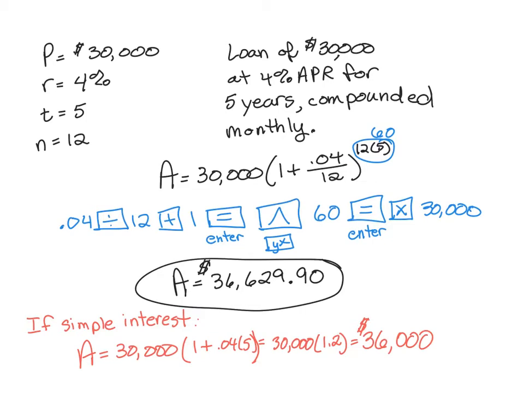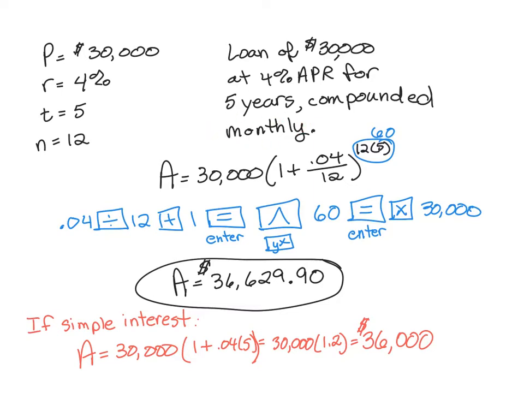Okay, for an example, let's say that you want to buy a $30,000 car. At 4%, you want 5 years to pay it off. They're going to compound your interest monthly. Okay, so you're finding a $30,000 loan, 4% APR for 5 years. This is the kind of thing you see in an ad or whatever, but it's compounded monthly.